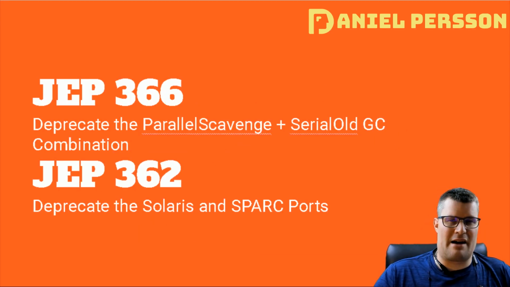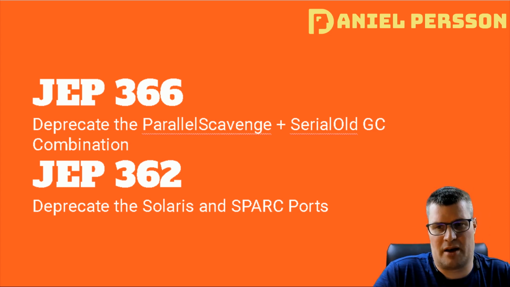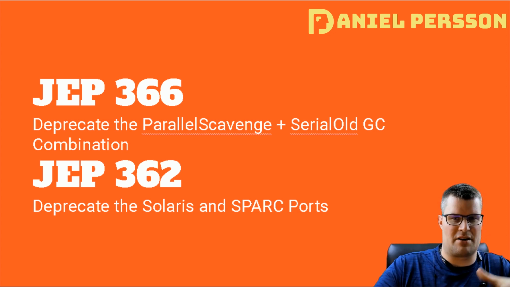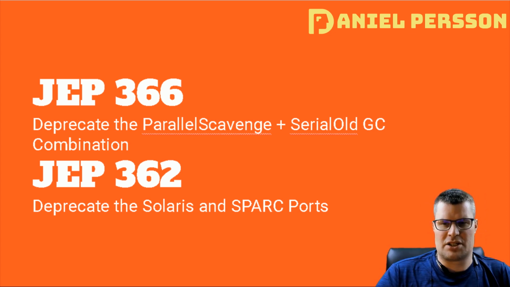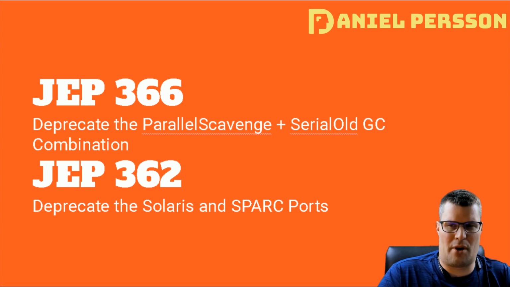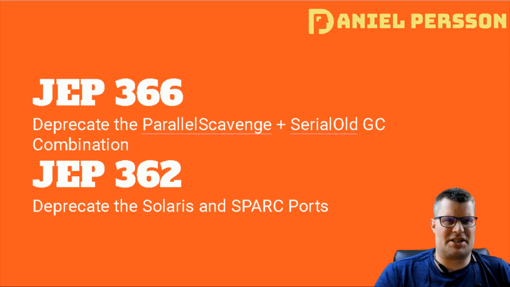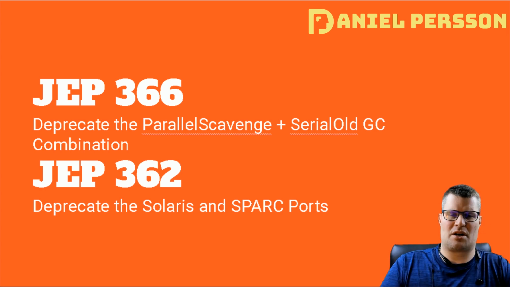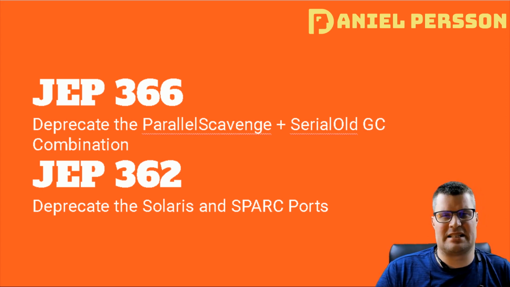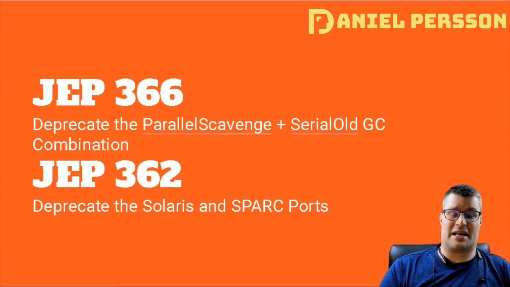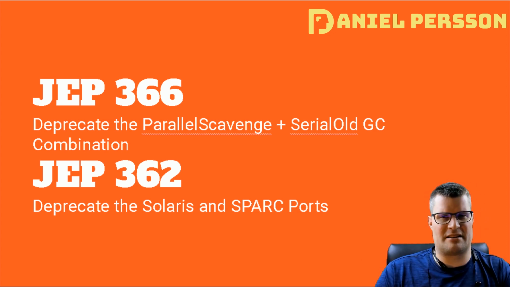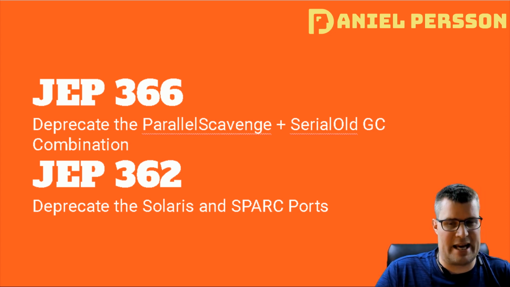Next up, we have some deprecations. We have JEP 366, and this is deprecating the Parallel Scavenge and Serial Old GC combination. So this is when you're using both of these. It added a lot of problems and a lot of issues with testing, and it was cumbersome to maintain this specific combination. And when they looked at it, not that many actually used it or were interested in the maintenance of this. So it will be deprecated in this version and will be removed in later versions.